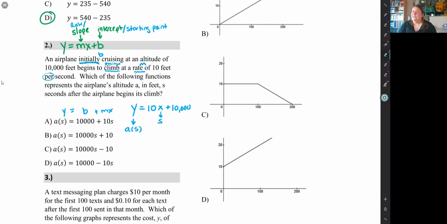So A here is going to be the correct answer. That perfectly matches my equation. B is wrong because s is being multiplied by the 10,000 instead of the 10. And C and D are wrong because they have minuses instead of pluses. So it's definitely A here is the correct answer.